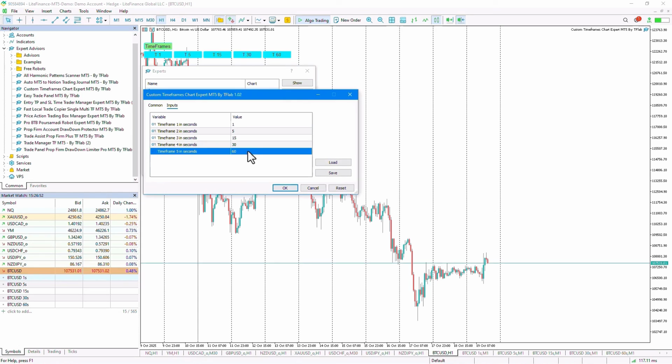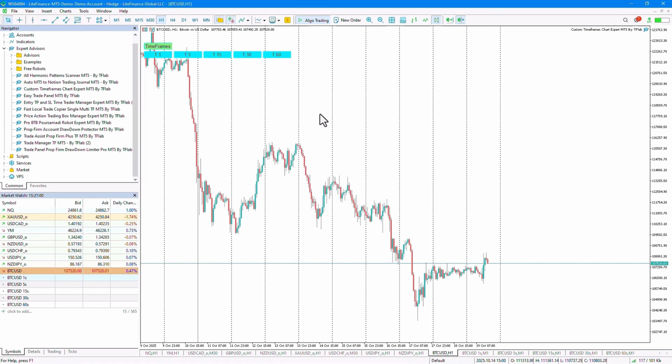I hope that this detailed walkthrough has helped you understand how to apply and customize these indicators, and that you feel more confident in using these tools for your own technical analysis and trading decisions.